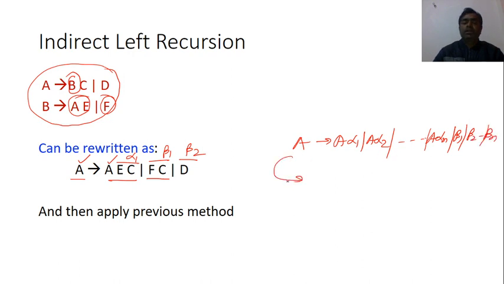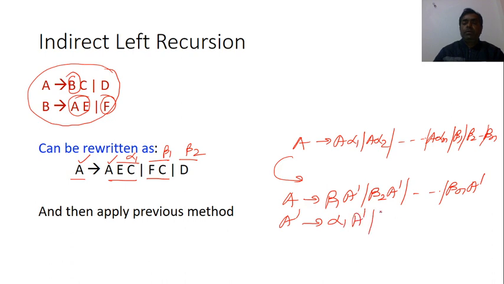Then the left recursion can be removed as A derives to beta 1 A prime or beta 2 A prime, and so on, beta n A prime, and A prime derives to alpha 1 A prime or alpha 2 A prime, and so on, alpha n A prime or empty. In this way you can remove the left recursion from this grammar and then apply the previous method. That means just remove the left recursion from this grammar. You will get a grammar that does not have the left recursion.